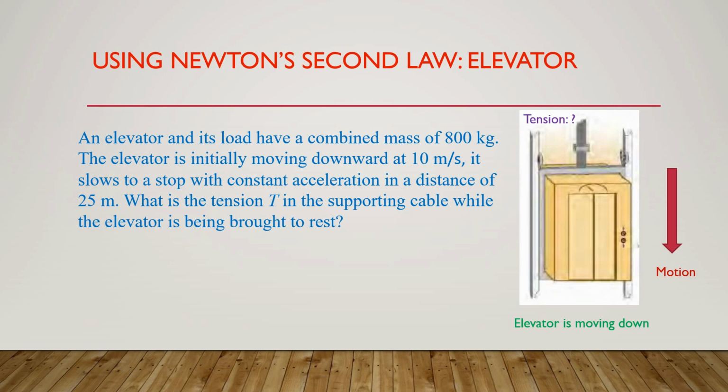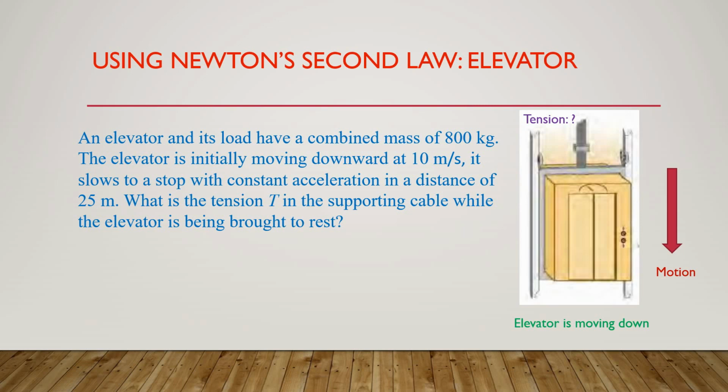Bismillahirrahmanirrahim. Using Newton's second law, an elevator is moving downward with an accelerated motion. In this problem, the elevator has a combined mass of 800 kg and it is moving downward with an initial velocity of 10 meter per second.